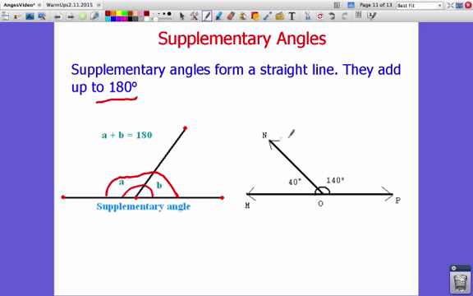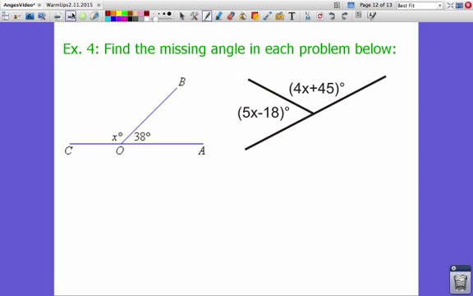Here's another example with some numbers in it. I've got 40 degrees and 140 degrees. 140 plus 40: 0 plus 0 is 0, 4 plus 4 is 8, 1 plus nothing is 1. 180 degrees. So supplementary angles form a straight line, which means they add to 180 degrees. Let's find the missing angle in each one of these problems.